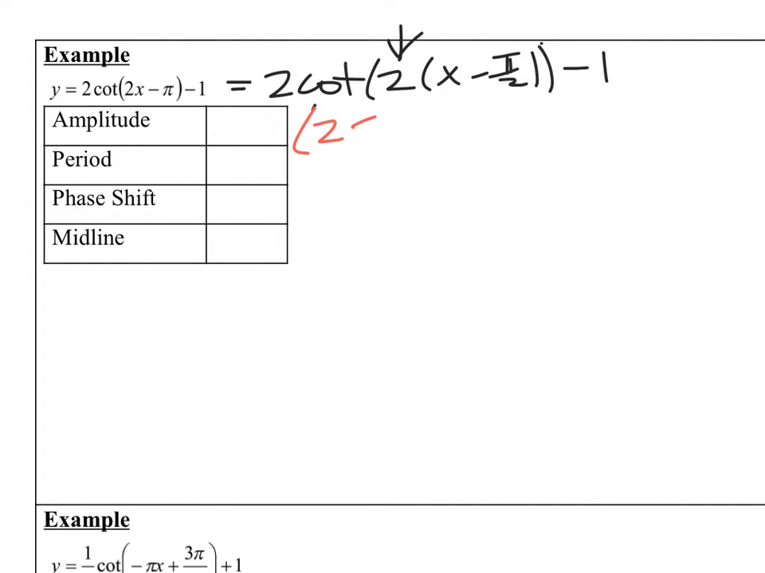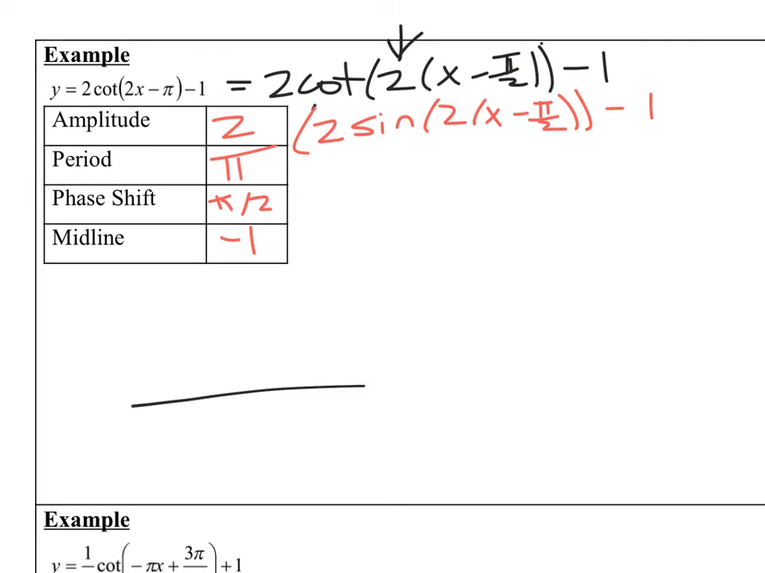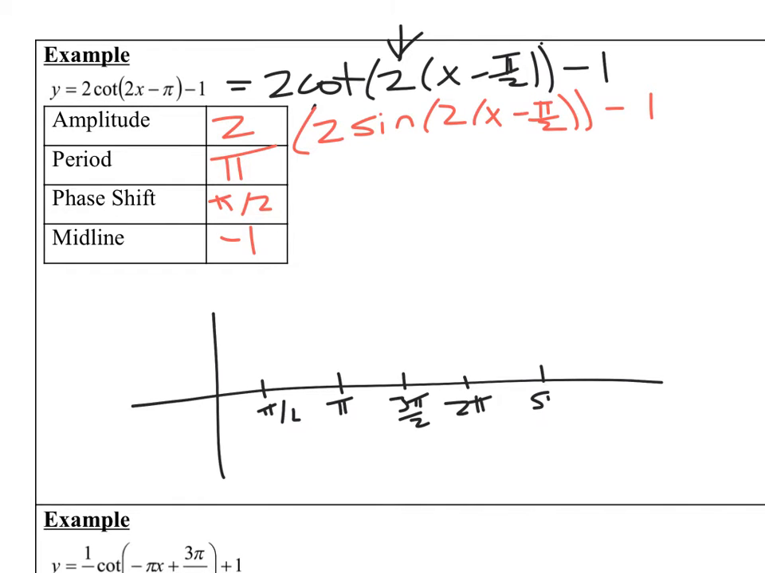Cotangent, I'm thinking sine. So 2 sine of 2x minus pi over 2 minus 1. So we have amplitude 2, period pi, phase shift right pi over 2, midline of negative 1. Go in pi's over 2, and right pi over 2, and down 1. Up my amplitude, down my amplitude, run for my period. I left enough room to do it twice.